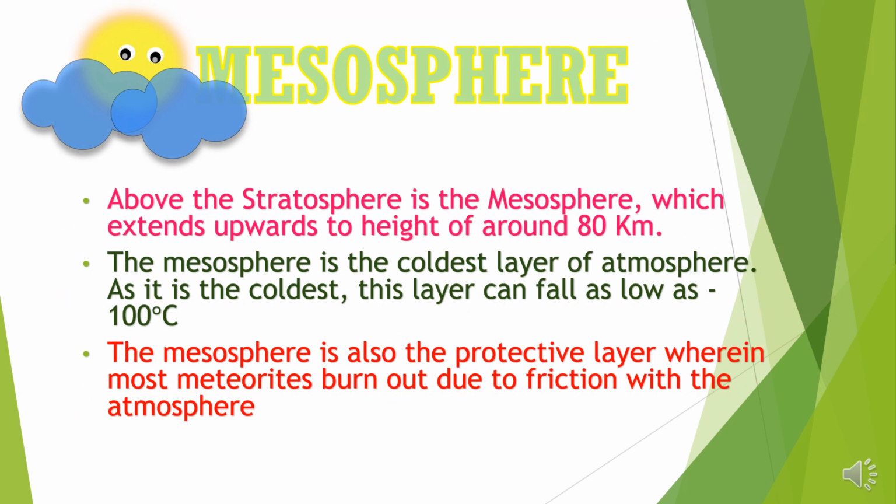Mesosphere. Above the stratosphere is the mesosphere, which extends upwards to a height of around 80 km. The mesosphere is the coldest layer of the atmosphere. This layer can fall as low as minus 100 degrees Celsius. The mesosphere is also the protective layer wherein most meteoroids burn out due to friction with the atmosphere.